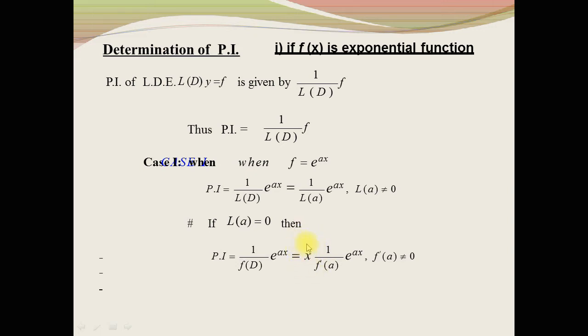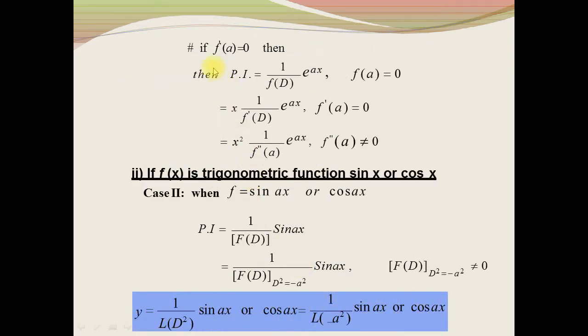again x, so this will become x square. So if L dash of a is again equal to 0, then the particular integral is 1 over L double dash, replace D by the coefficient a, and put here x square. Then if L double dash of a does not equal 0, fine, but if this is again 0, then taking again the derivative of the differential operator, put here x cube.